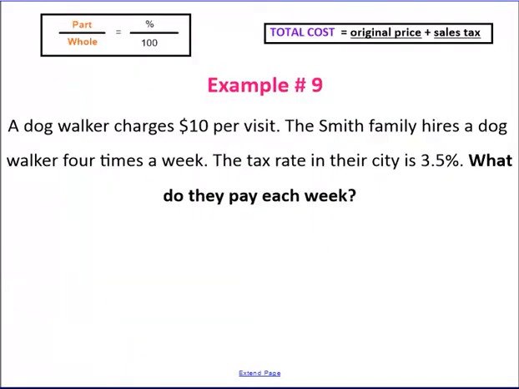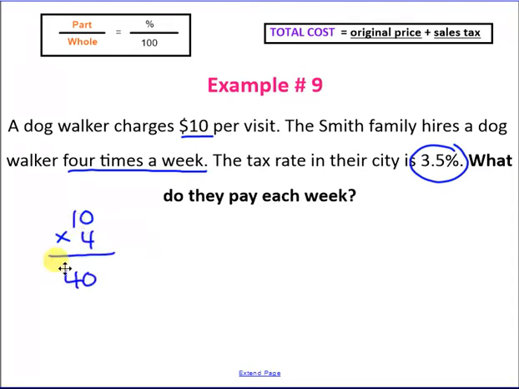All right, example number 9. A dog walker charges $10 per visit. The Smith family hires a dog walker 4 times per week. The tax rate in their city is 3.5%. What do they pay each week? Well, first, I need to figure out how much they pay each week without the tax. So each visit is $10 times they come 4 times a week. 10 times 4 is 40.